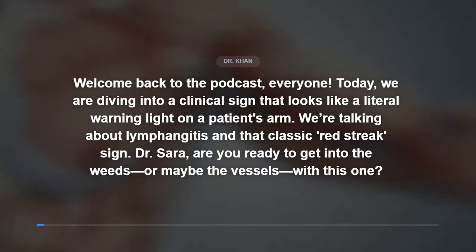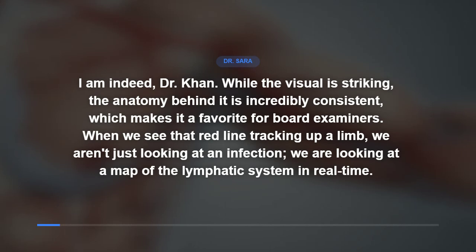Today, we are diving into a clinical sign that looks like a literal warning light on a patient's arm. We're talking about lymphangitis and that classic red streak sign. Dr. Sarah, are you ready to get into the weeds or maybe the vessels with this one?